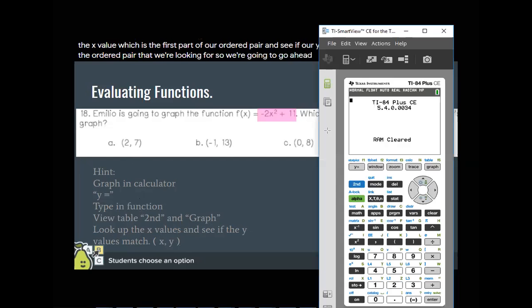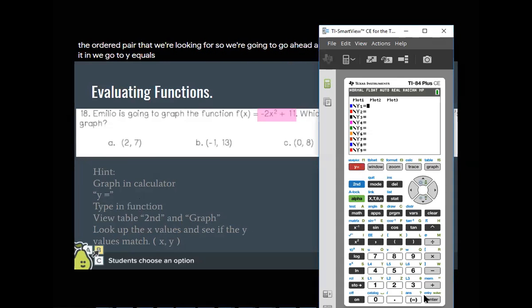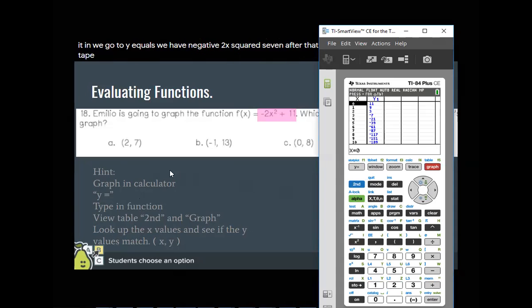So we're going to go ahead and type in our equation. So to type it in, we go to y equals. We have negative 2x squared plus 11. After that, we hit second graph to pull up the table. And we're just looking for the values that we have here. So first, let's look at 2. And we want it to equal 7. But we actually get 3. So we know that's not going to be our answer.